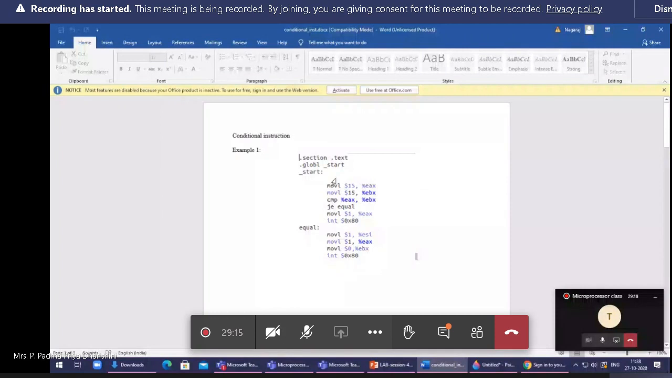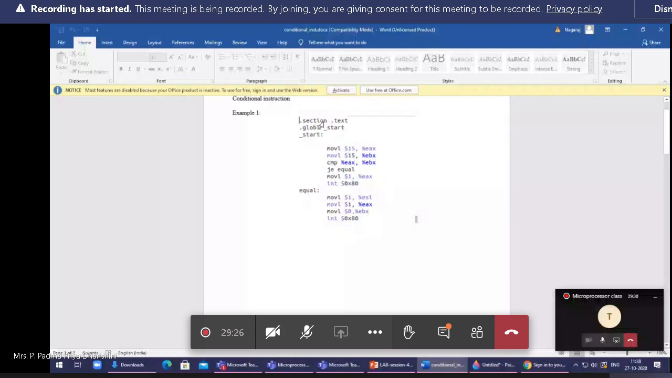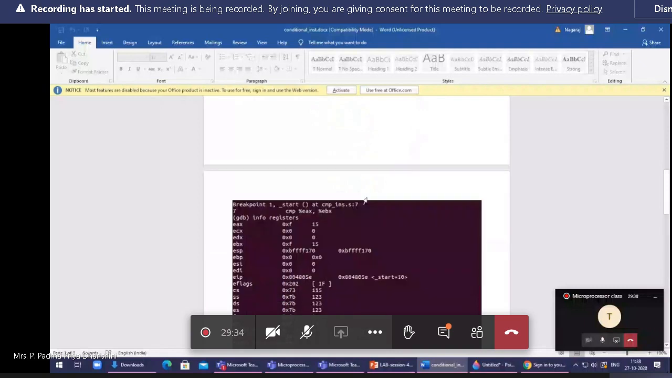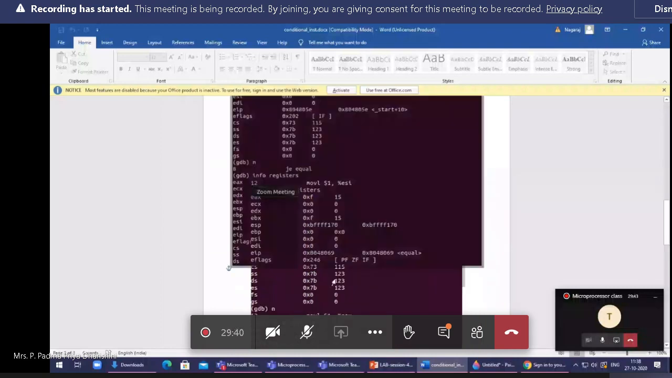Okay, good. So now we'll see what happened after executing this instruction. I guess this is line number 7. 6, 7. So the compare instruction is in line number 7. I set a breakpoint at line number 7 and I want to show the things. One second.